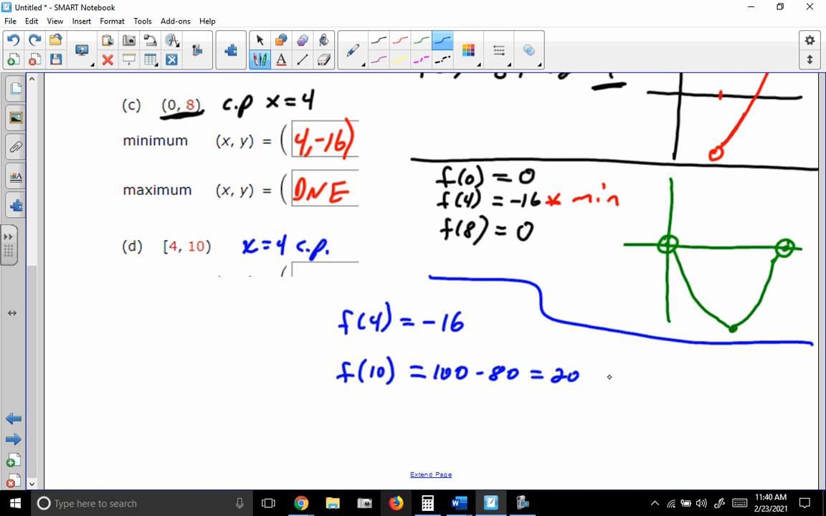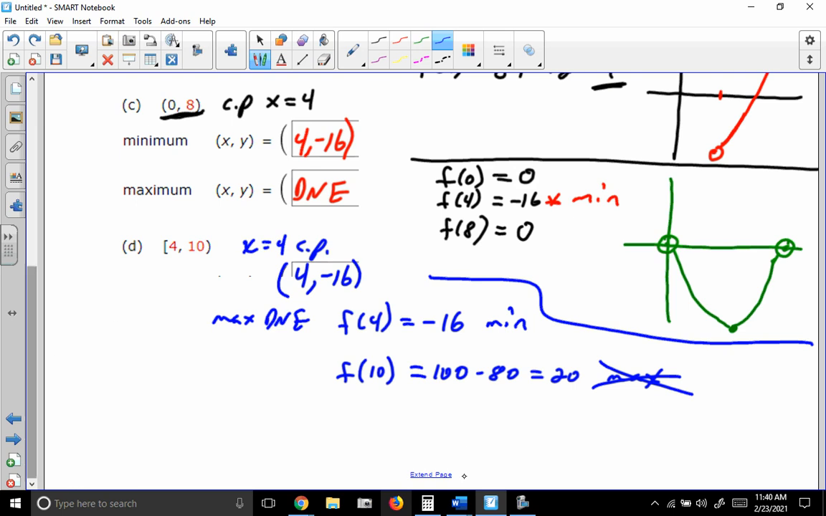So if we included both of these points, this would be the minimum, this would be the maximum. But this point is not included. We don't include when x is 10. So we only have a minimum. We have a minimum of (4, -16). But for the maximum, it doesn't exist.